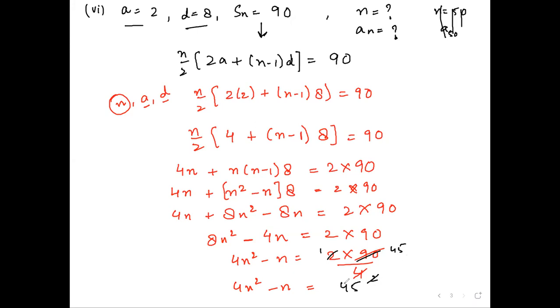Now, how much is my n from here? Basically I'm getting 4n square minus n, and again I'm bringing this 45 to this side, is equal to 0. Now what is this? This is a quadratic equation, right?